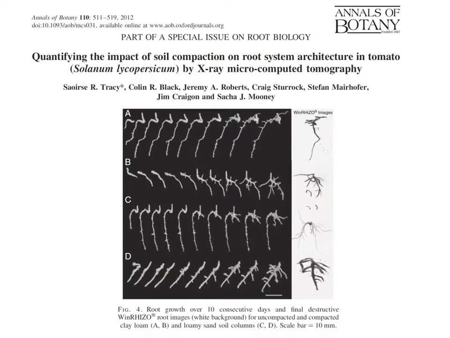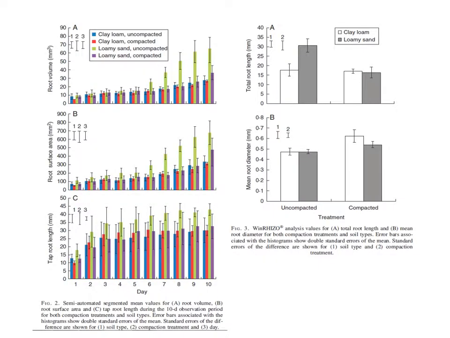And here came Tracy to my help, from a study she made at the University of Nottingham, the group of Professor Sasha Mooney, where they've grown tomatoes for 10 days in 2 soil types, clay loam and loamy clay, and they were either compacted or non-compacted. And as you can see, roots grew pretty well.